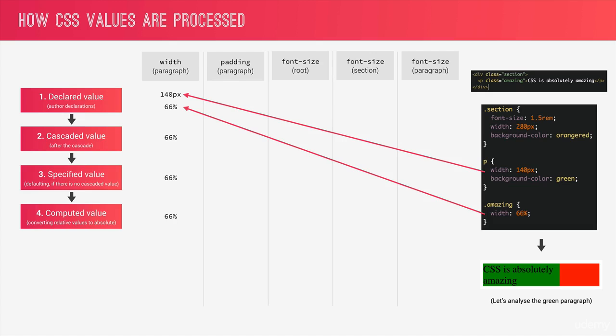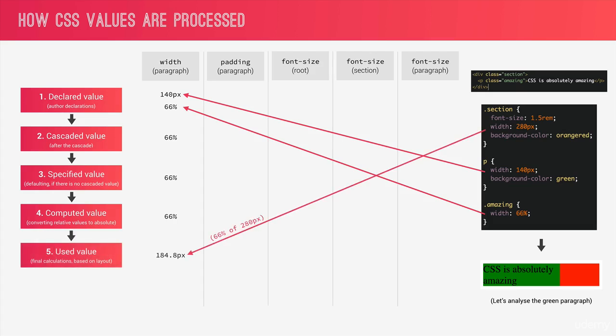Next, there's the computed value. In this step, values with relative units are converted to pixels so that they can be inherited, but more on inheritance later. Also, CSS keywords like orange, auto, bolder, and a lot more are computed and replaced in this step. Here in this case we have a percentage value, which is technically not a unit, and so nothing happens in this step.